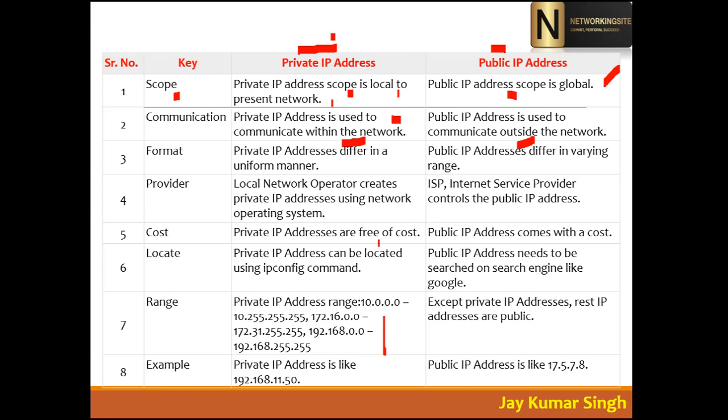I have told you that a private IP address is free of cost. When you buy a public IP, it is not free. In the example I have given, any IP address from this range you can use as a private IP address, but except for these ranges, all IP addresses are in the public range, and that public IP address we have to buy from an ISP. With the help of that public IP address we can communicate with the outside world.